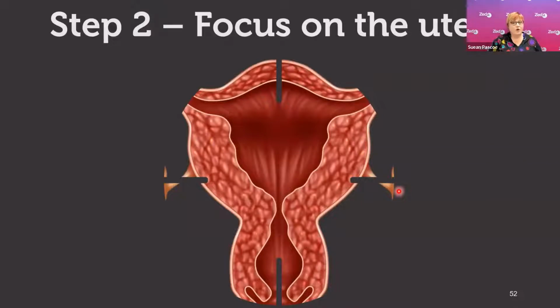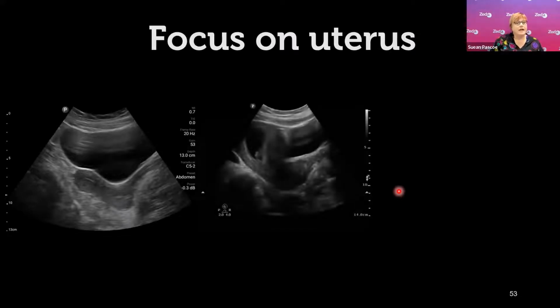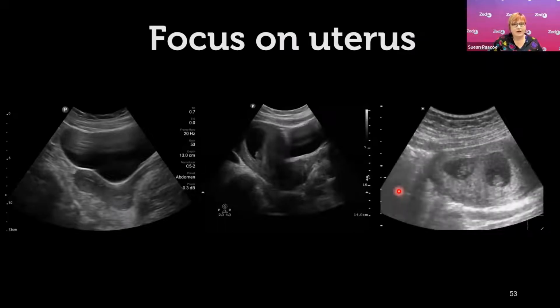Step 2 is to focus on the uterus. So we're looking to see, can we see an intrauterine pregnancy? How many are there? And is there any other pathology such as large fibroids? So in this instance, can we see an intrauterine pregnancy? The uterus appears empty. We'd be concerned about whether there's an ectopic here, or it might be just too early. We're looking to see that there's something in the uterus, and every now and then you'll find more than one.